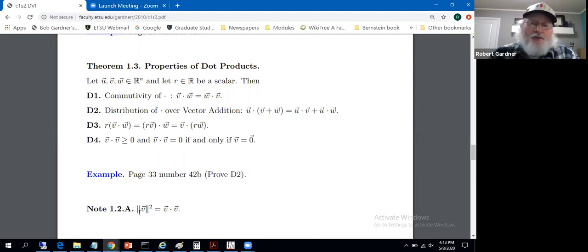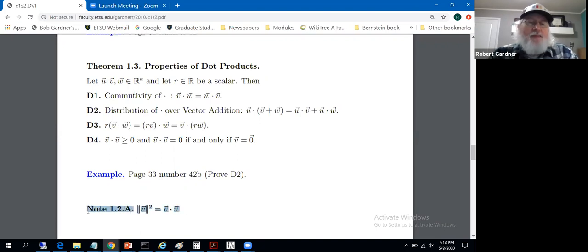Okay, how would you do the norm squared then? Well, I'd take v1 squared plus v2 squared up to v sub n squared. And that is the dot product of v with itself. Product of the first components, v1 times v1, plus product of the second components, v2 times v2. So that's where the squaring comes from.